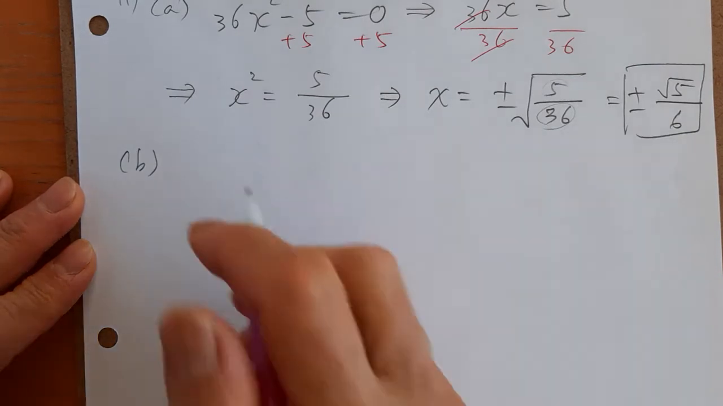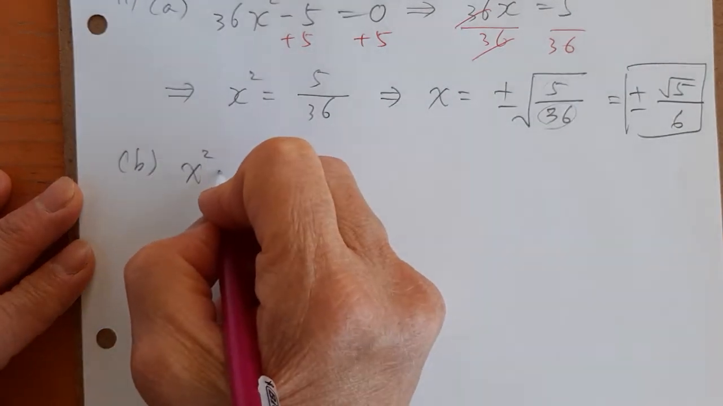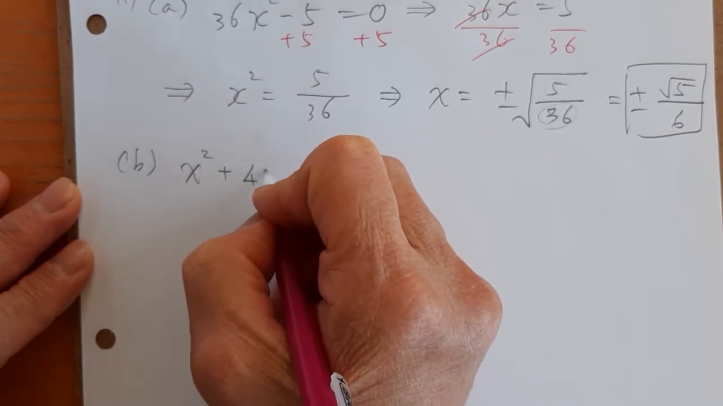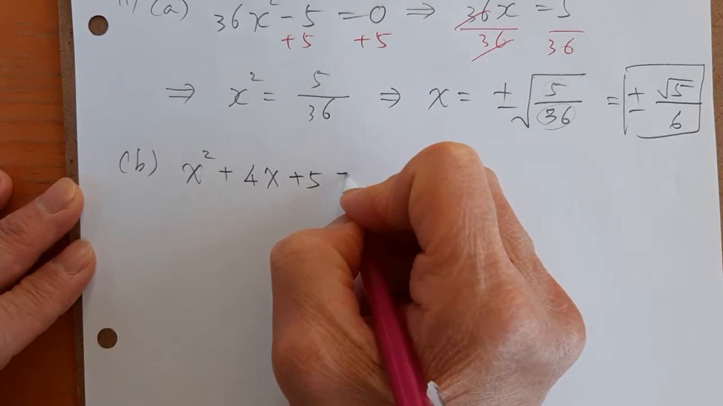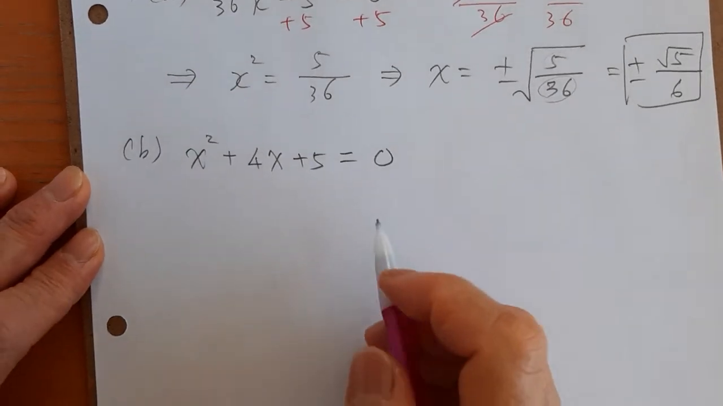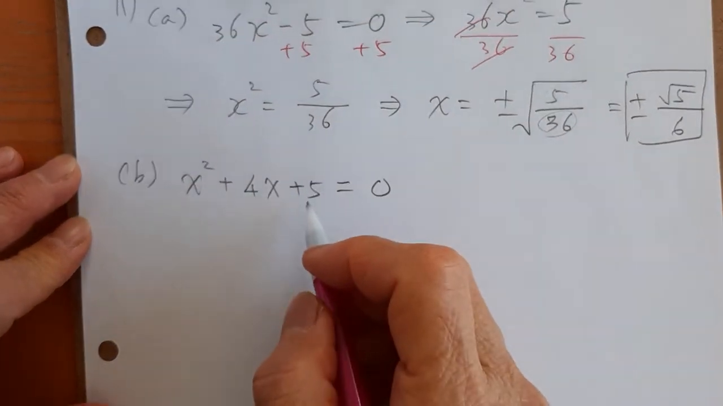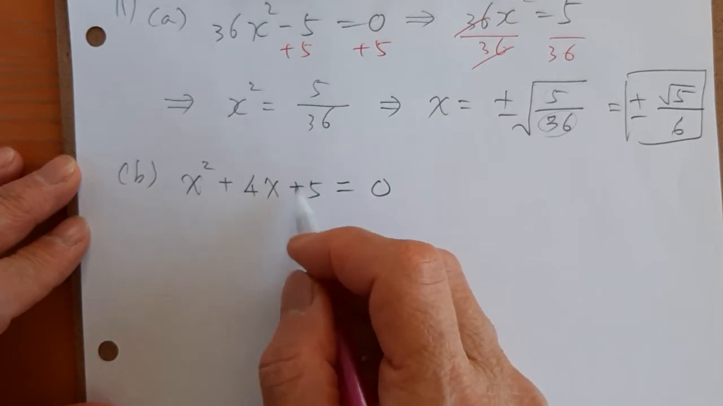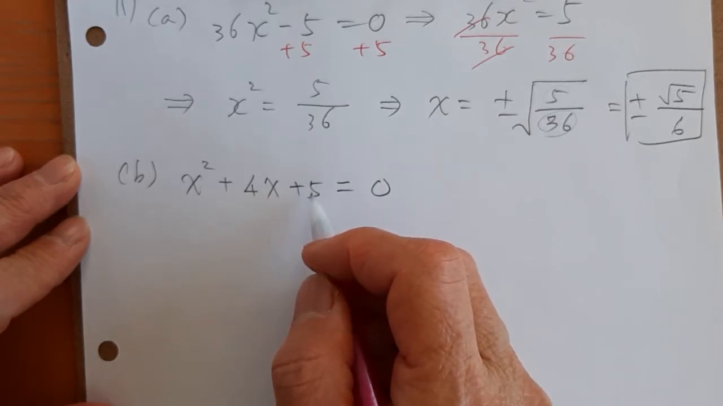The b is x squared plus 4x plus 5 equals 0. Solve for x. So this one, you look at this equation, you cannot factor it. You cannot factor it. So we have to use the quadratic formula.